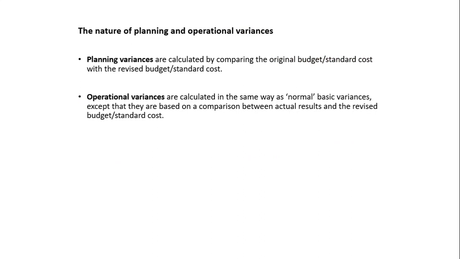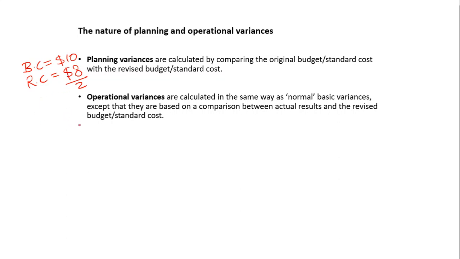So planning variances are calculated by comparing the original budget or your original standard cost with the revised budget or the revised standard cost. So say for example, in this case, we can say our budgeted cost was how much? $10, whereas the revised cost was $8. So the difference between these two, that is $2, is your planning variance.